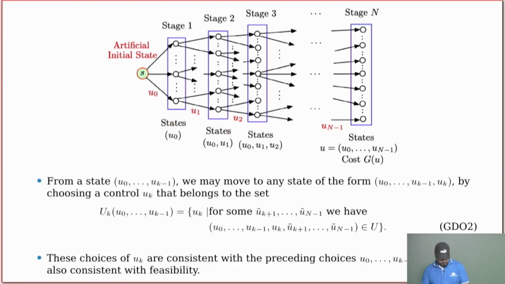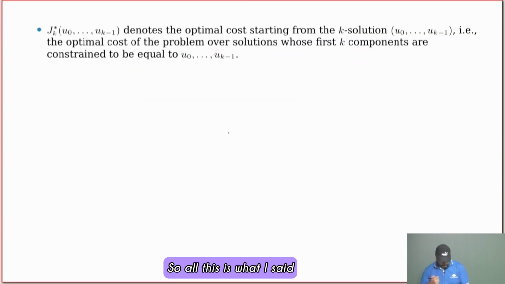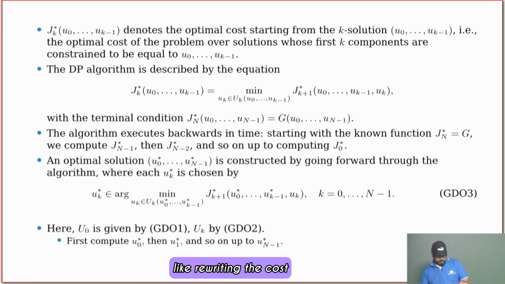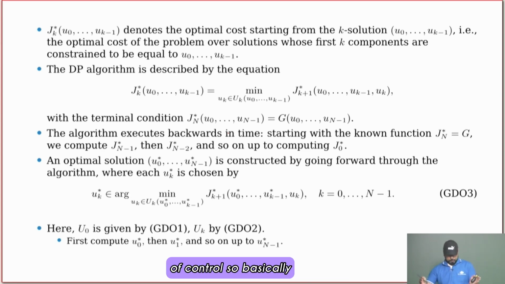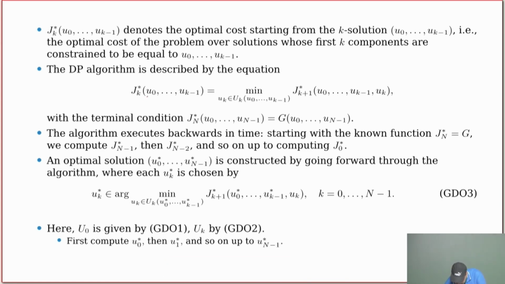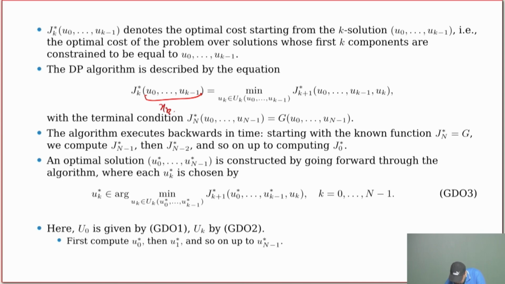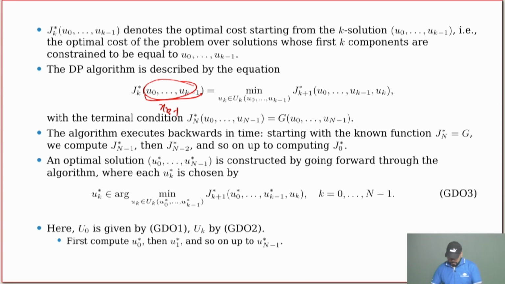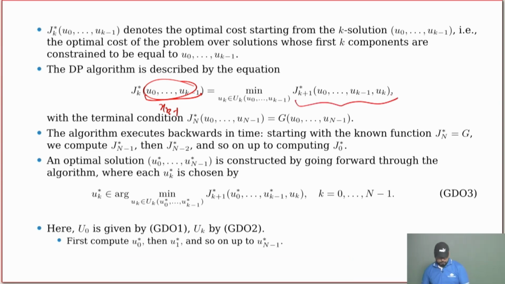We can also do approximations and so on. All this is what I said, and then this is just the same thing, rewriting the cost when your states are written as a sequence of controls. So basically what we knew before is that this was supposed to be our x_{k-1}, and then we have written x_{k-1} as a sequence u0 to u_{k-1}, and so basically this is a minimization over these.